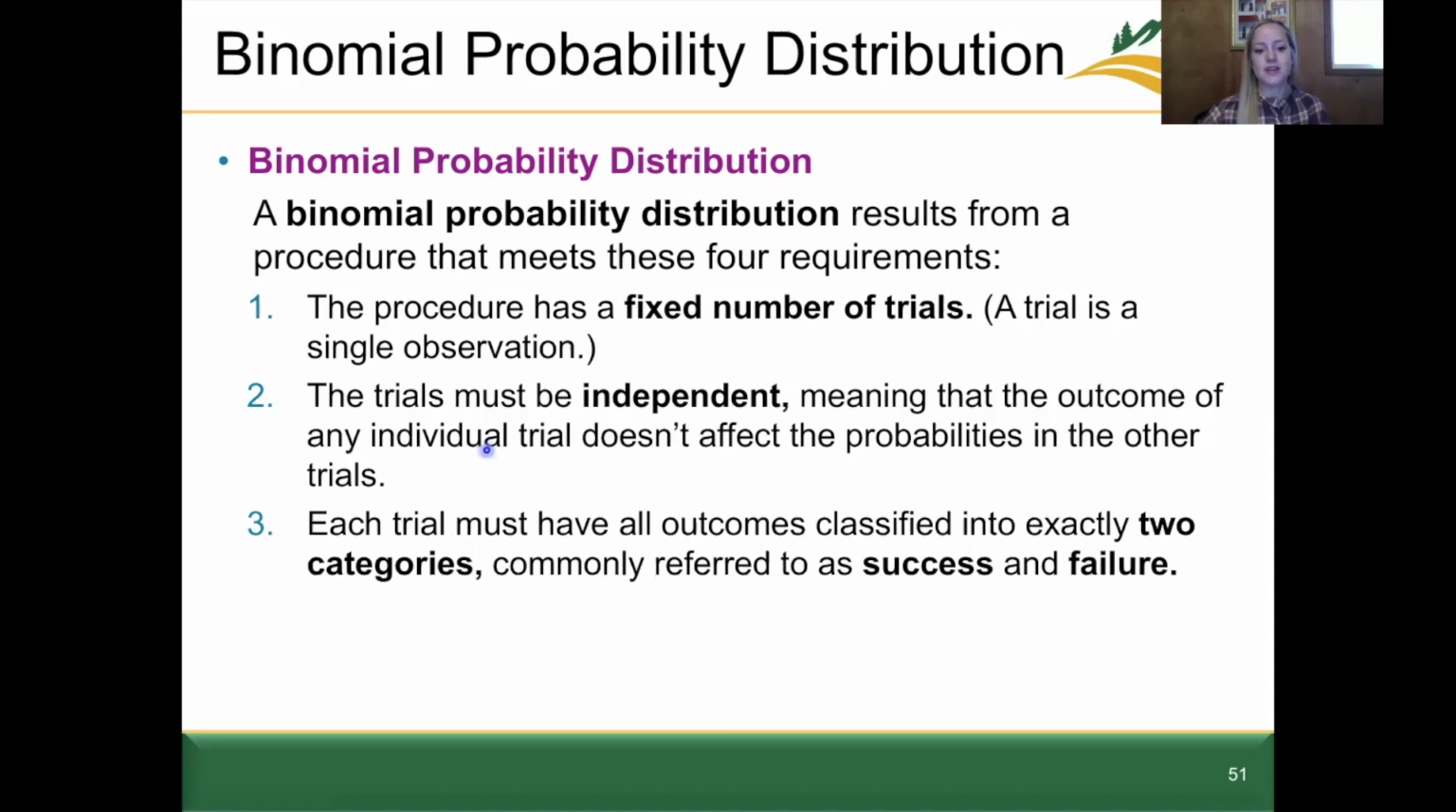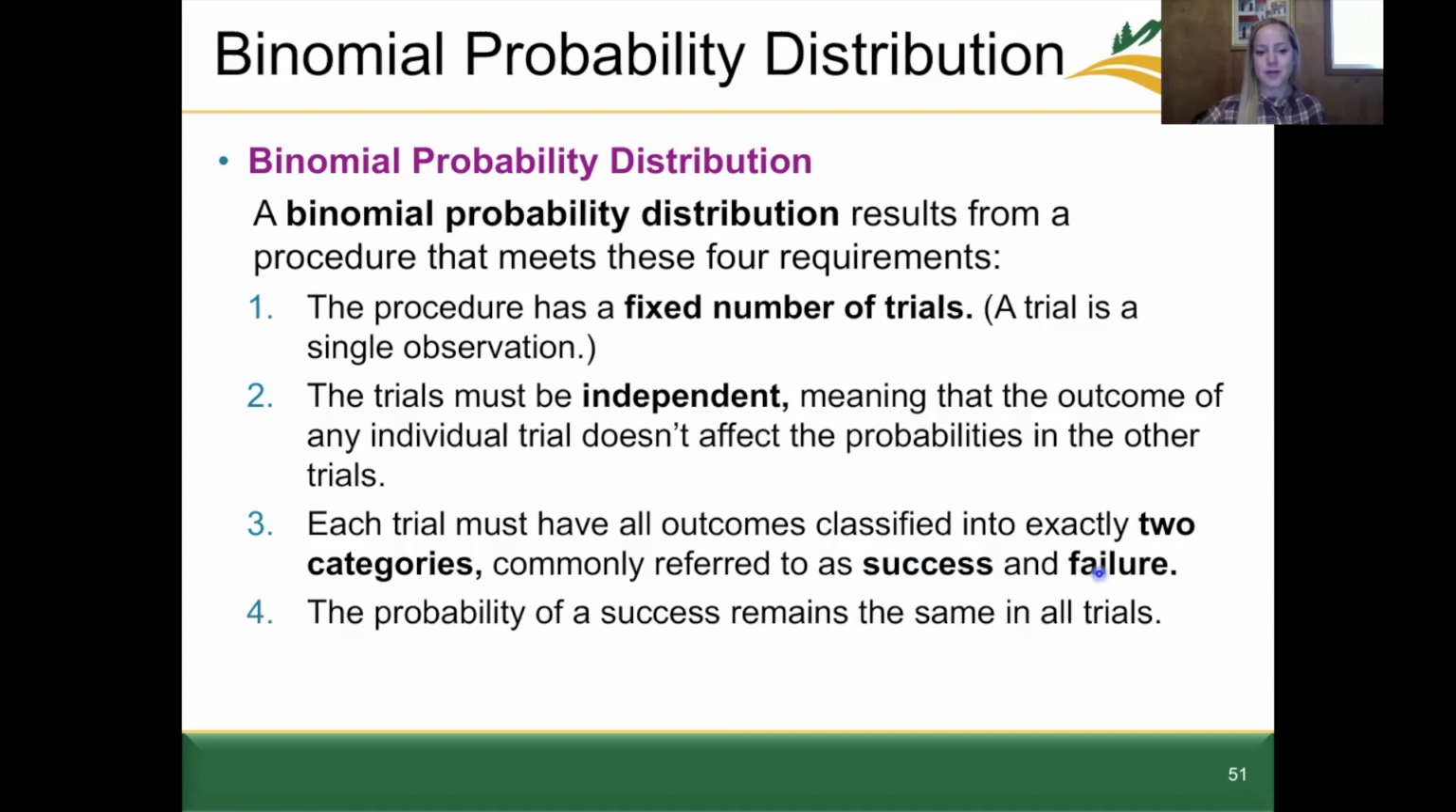Number 3, each trial must have all outcomes classified in exactly 2 categories, commonly known as a success and a failure. This is not saying that success is good and failure is bad. It's more so that successes fit the outcome that we're looking for. So like toss a coin 2 times and then get heads both times, that's 2 successes, right? And then getting tails would be 2 failures, but it's not necessarily that this is good and this is bad.